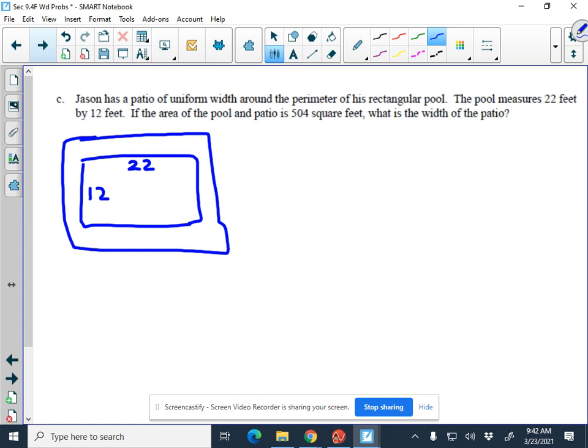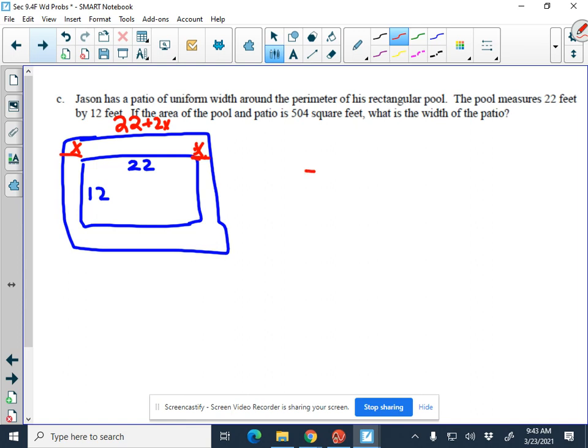Now, this one's a little harder. Over here, we don't know what this is. I'm going to call this X. But if I add that on, if I'm walking around, that's X. And this is X. So the total of this thing would be 22 plus 2X, or 2X plus 22. I'm going to actually write it that way.